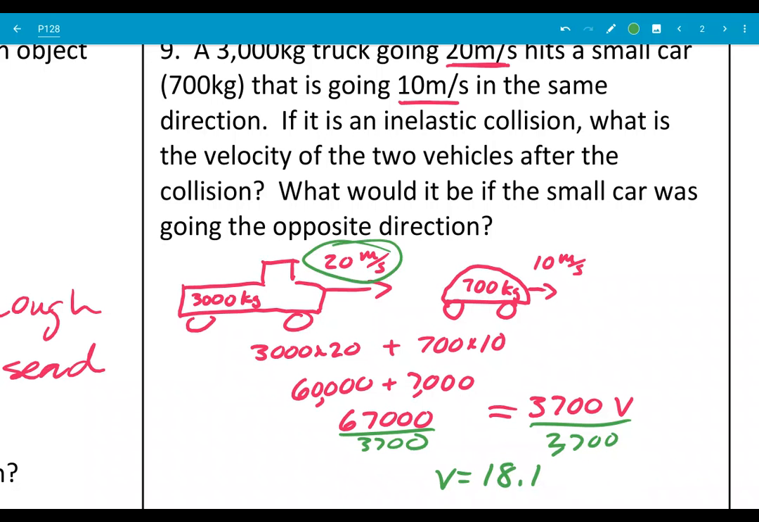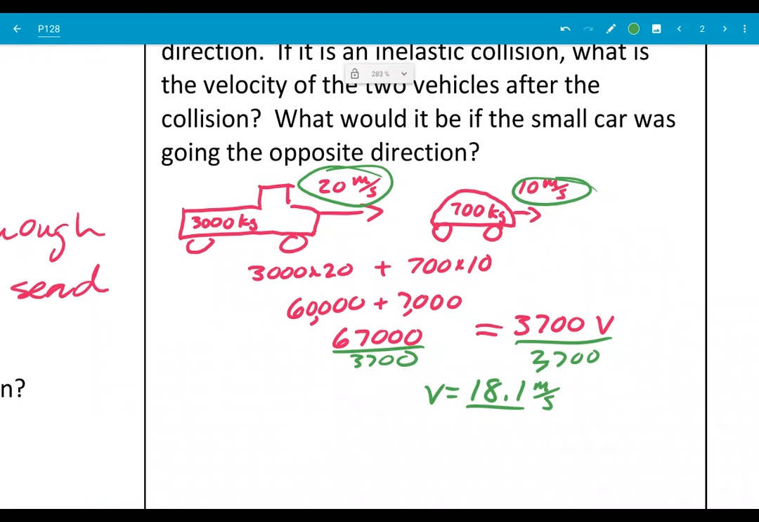So again, before the collision, the truck had a velocity of 20. After the collision with a slower car, it has a velocity of 18.1. The car, on the other hand, which only had a velocity of 10, after the collision has a velocity of 18.1 as well. So the truck slows down a bit, and the car speeds up, actually quite a bit, because it had so much less mass than the truck.